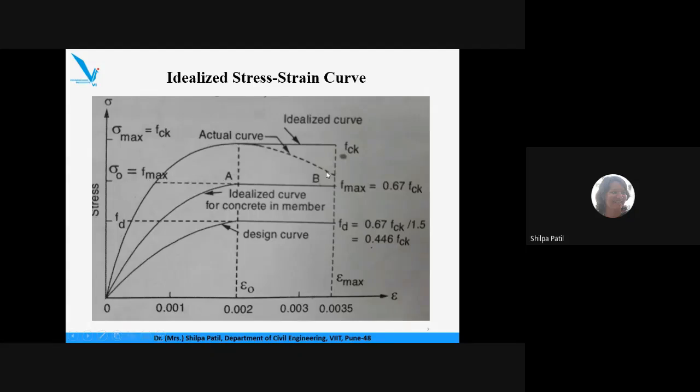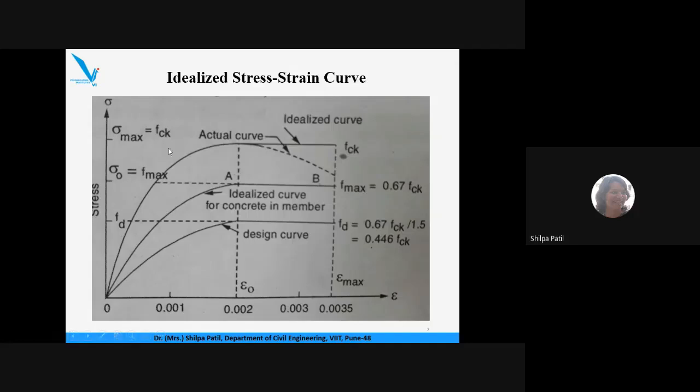So for design purpose, the ultimate strain is considered as 0.002, and beyond that we consider that there is a failure of the material. So the curve is idealized by drawing a constant line over here. So this is the idealized curve. It is non-linear up to the strain value of 0.002, and beyond that it is horizontal. Actually, there is a failure beyond that particular point. So this is called the idealized curve.